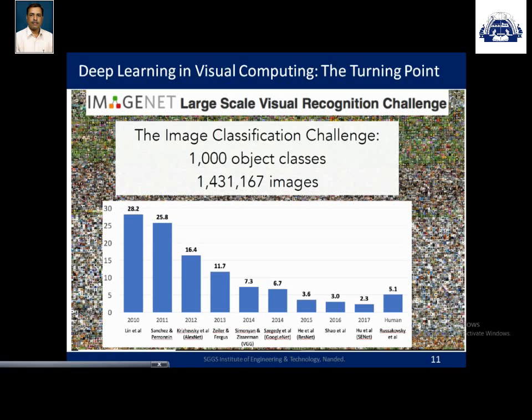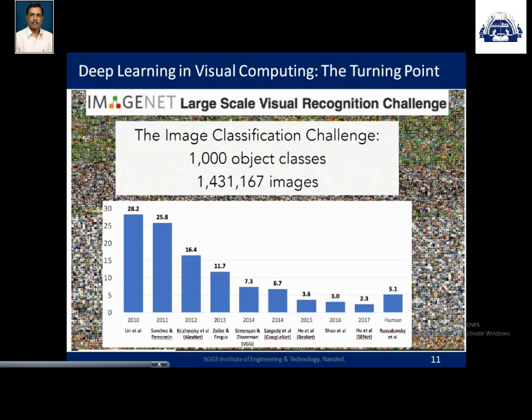The story of deep learning starts from the visual computing challenge that started around 2010, where people used an image classification challenge with 1000 different classes and 14 million images. The challenge is called the ImageNet Large Scale Visual Recognition Challenge, where better and better algorithms are expected.